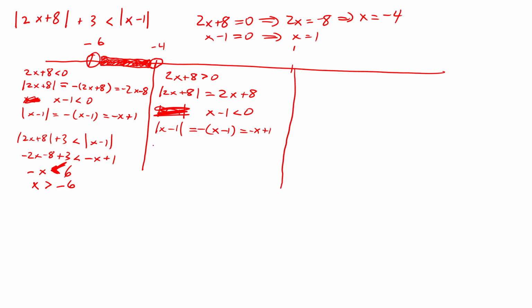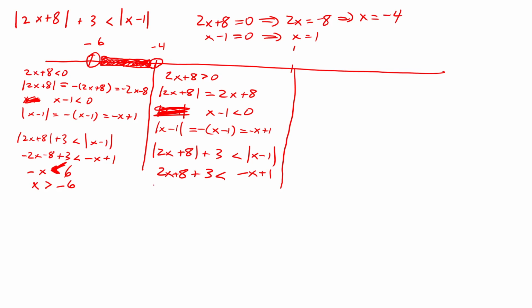And now what that means is that the inequality that we're being asked to solve, which is absolute value of 2x plus 8 and then plus 3 being less than the absolute value of x minus 1, can be replaced in this interval by simply stating 2x plus 8 plus 3 is less than -x plus 1.